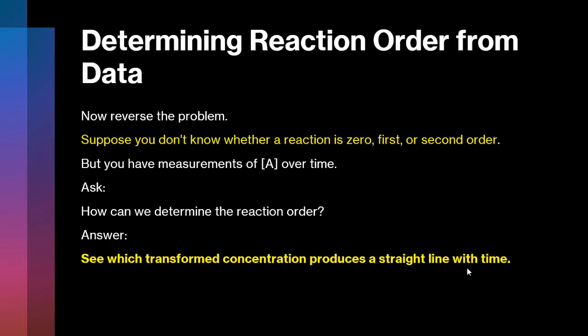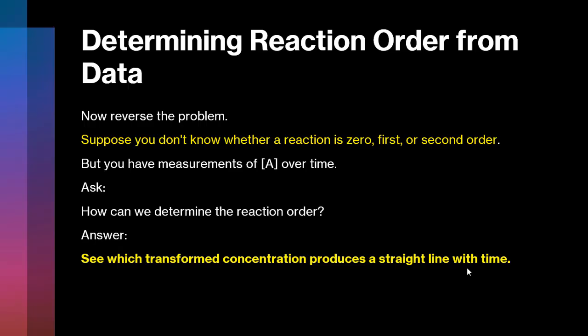Now let's reverse the problem. Up to this point, I've been telling you the reaction order or giving you the clue from the rate constant, and asking you to use the correct equation. But what if nobody tells you? What if you don't have the rate constant?